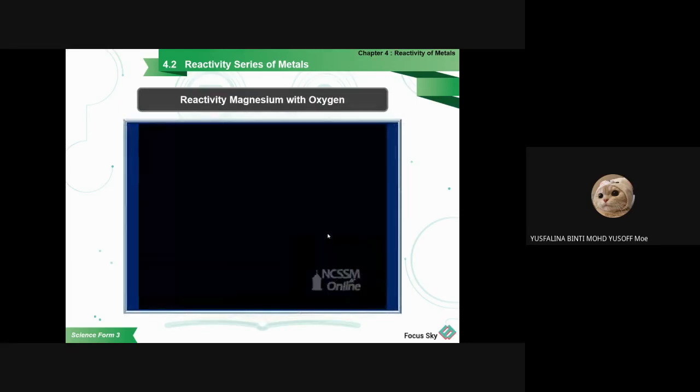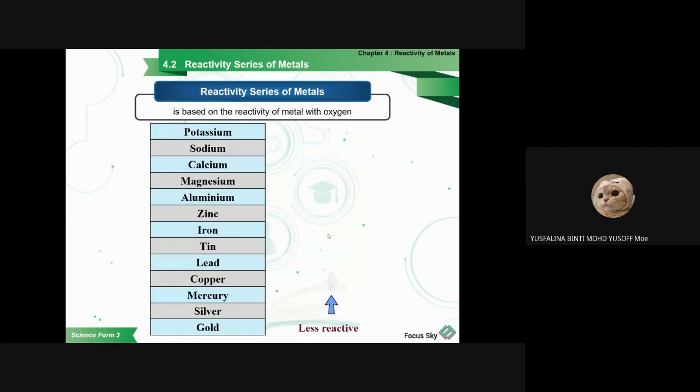This is the reactivity series of metals. The first one, the most reactive one, is potassium, or sometimes we use calcium. And the least reactive one is gold. So this is the series of metals that you need to remember.